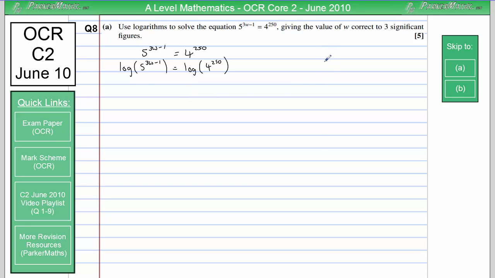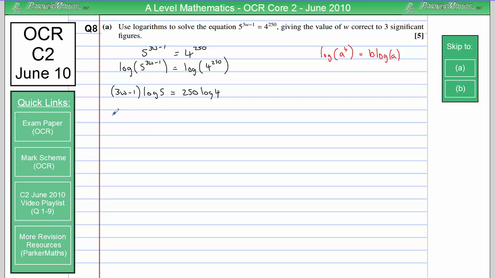Next, I'm going to use the power law for logs, which says if I've got a log of a to the power b, I can write that as b multiplied by log a. So on the left hand side, I'm going to multiply it by 3w minus 1. It's really important you put this in a bracket here because you're multiplying by the whole of this expression. And I'm going to get log 5 equals 250 log 4.